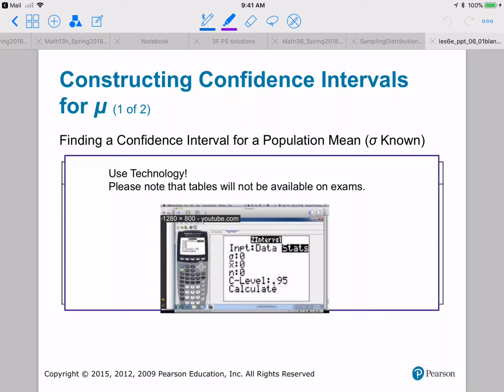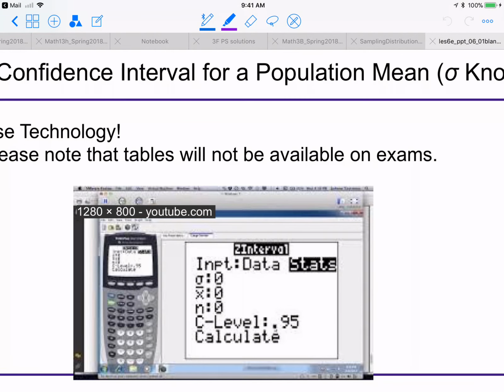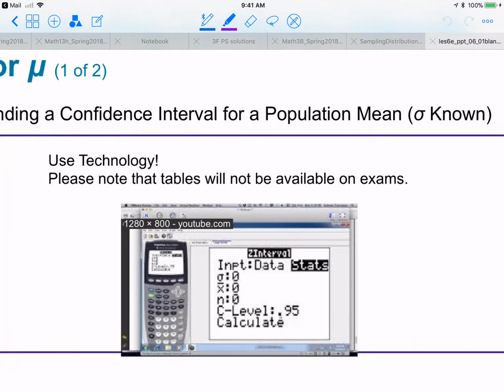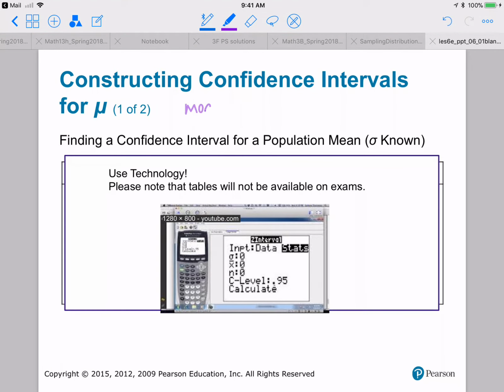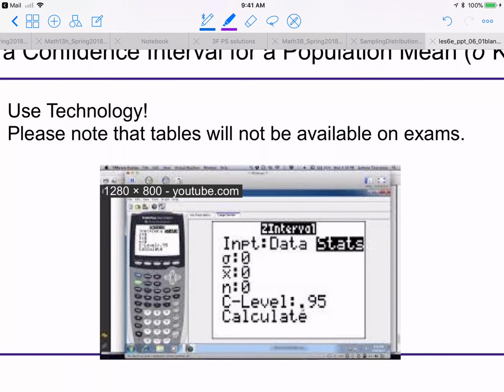And what I want to do is talk about how to use technology to find a confidence interval for a population mean. I've posted a video. If you look in the modules in Canvas, and if you're not sure where to find this, just email me. You can look under TI 84 videos. I put up a link to a video that shows you how to use your TI 84 to compute critical values and also to compute confidence intervals.